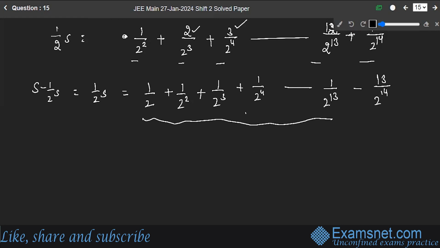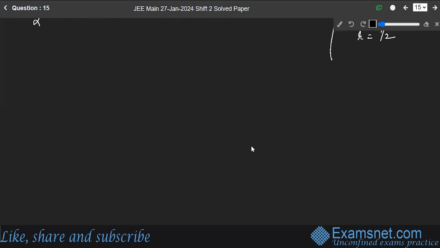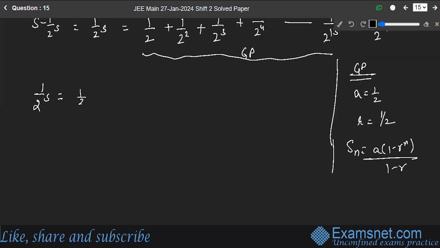This is a GP, where this is your first term, this is your last term. Your first term is 1 by 2, R is equal to 1 by 2. So this becomes 1 by 2 S is equal to... what is the sum of finite terms of a GP? That is given by A into 1 minus R power n upon 1 minus R. So this is A, and 1 minus R is equal to 1 by 2. And in this case, this is 13 divided by 1 minus R.